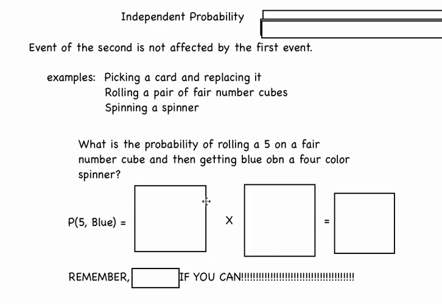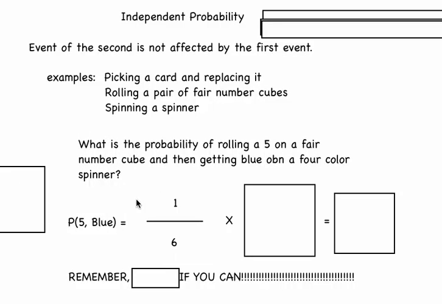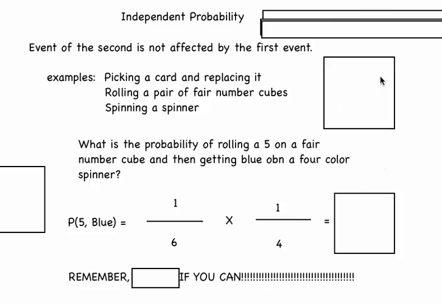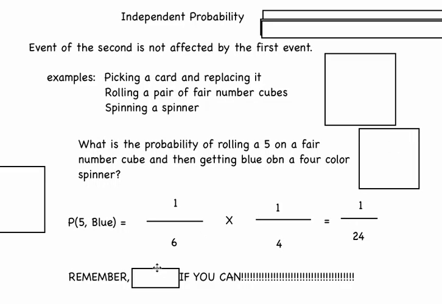So let's look at probability of 5. There is one 5 on a die out of 6 faces. So the probability of getting a 5 is 1 out of 6. The probability of getting a blue on a 4-color spinner, assuming that there are 4 different colors, is 1 out of 4. Notice the denominator did not change because the first one did not affect the probability of the second one. So we just simply multiply across. 1 times 1 is 1. 6 times 4 is 24. Remember, you always want to reduce if you can.